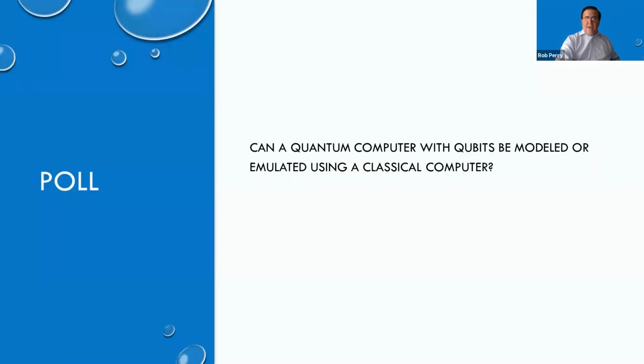So the poll question is, given what we've discussed, do you think that someone could write a quantum computing machine that would run as an emulator or a model on a classical computer? Let me see if I did that right. So it's a yes or no question. Let me launch the poll. Here we go. All right. So if I could get you to click whether you think it's possible to model a quantum computer with qubits on a classical computer that just uses regular bits.